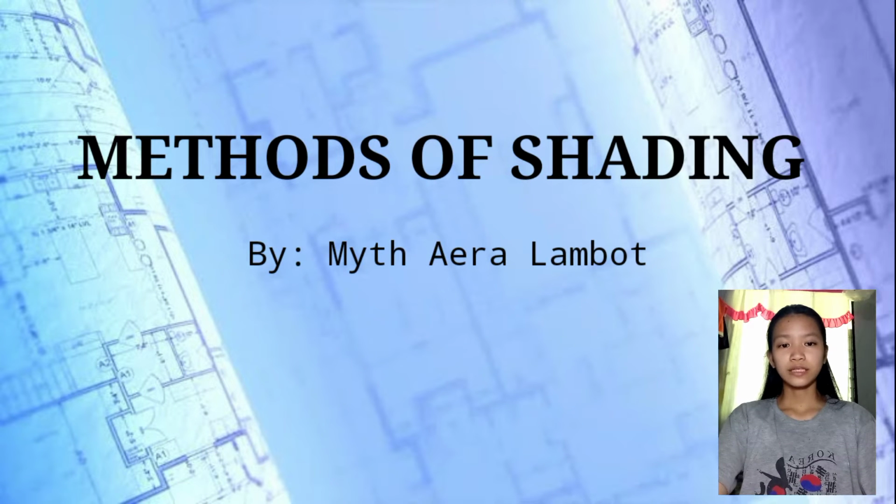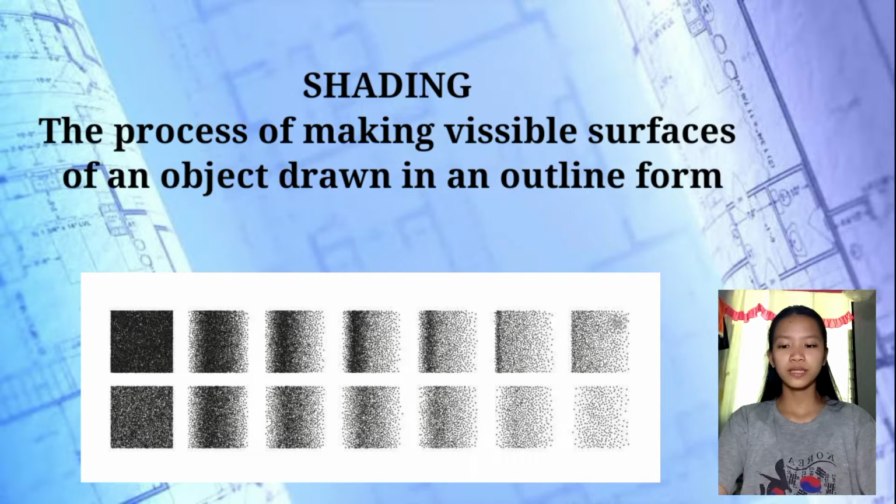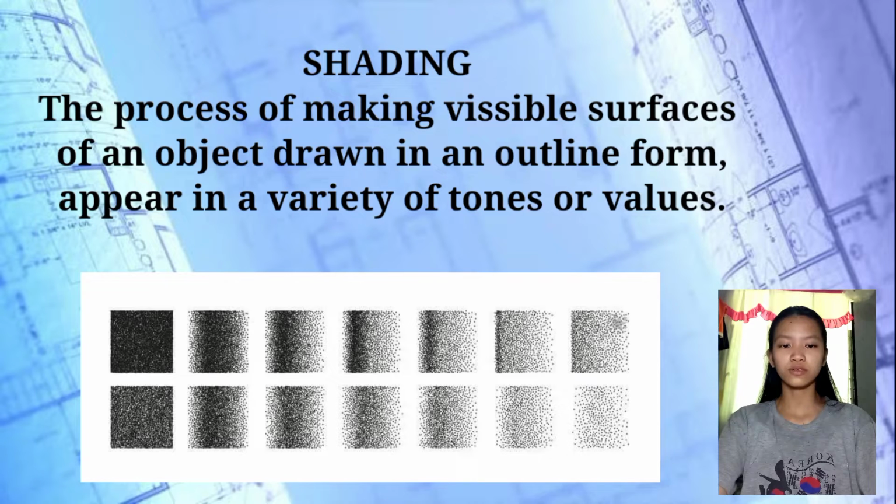Good afternoon. This time I will be the one who will discuss the methods of shading, which is the third part of illustration drawing. So first and foremost, shading means the process of making visible surfaces of an object drawn in an outline form appear in a variety of tones and values. Knowing those methods of shading is an essential skill for us to develop and create realistic artworks.